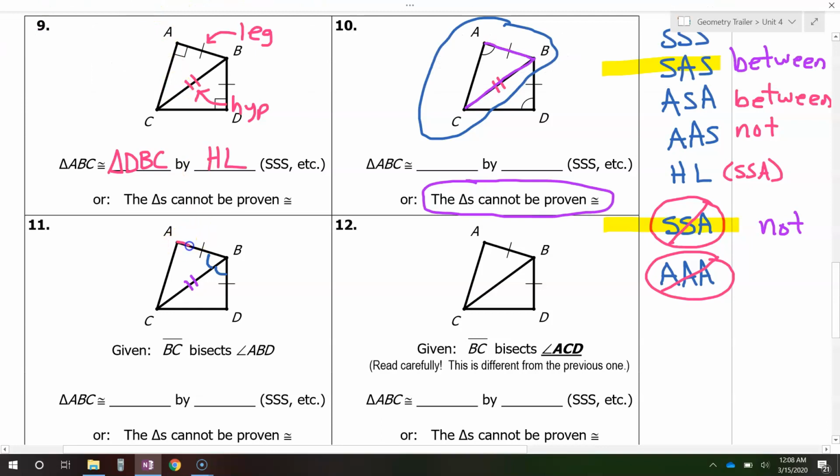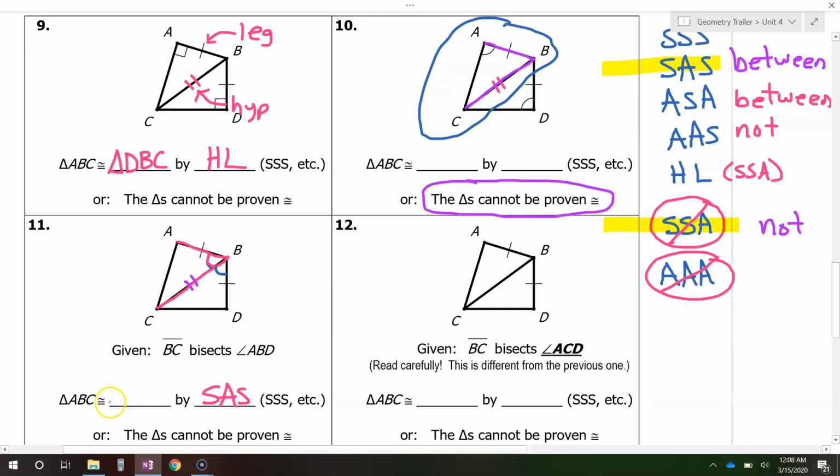Here's one side that is marked, and here is the other side that is marked. Notice that they meet right here. They meet at the angle that is marked. So this is the angle that is between the two sides. So because the angle is between the sides, then this is a side angle side situation. Side angle side.